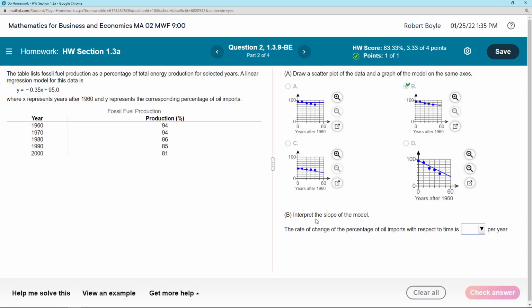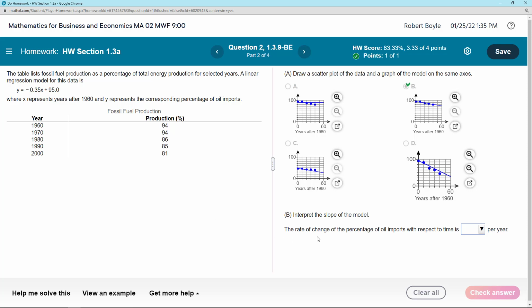Okay, the next one is interpret the slope of the model. Okay, here we have the rate. Now notice here, this is our model. It is negative 0.35 times x plus 95. So every single time you go up in year, the production reduces by 0.35%. At year 1 it is going to be 95 minus 0.35. At year 2 it's going to be 95 minus 0.35 times 2, or 0.7, and so forth.